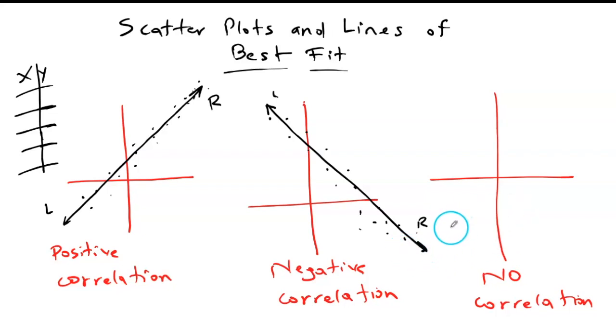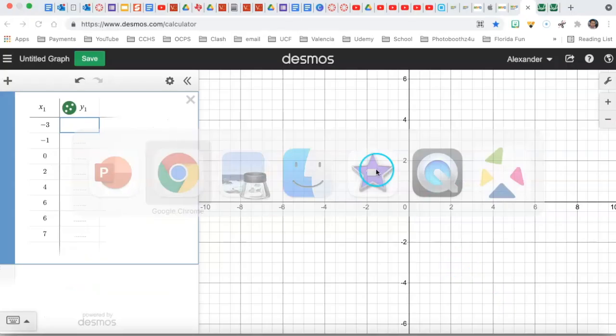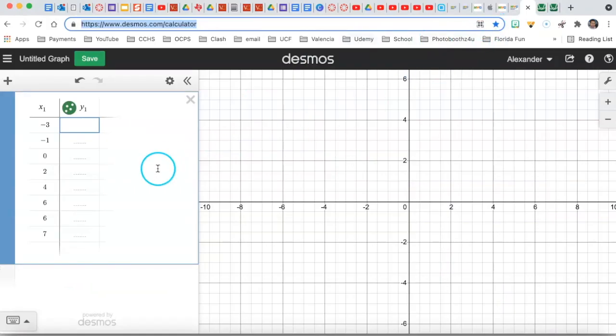No correlation. No correlation happens when I have points all over the place. What's the idea? How can I draw a line? And if it's going up, is it going down? They're scattered, they're all over the place. There's no correlation. All right, that's it. Basically, that's it. So let me show you that. I'm going to use Desmos for this.